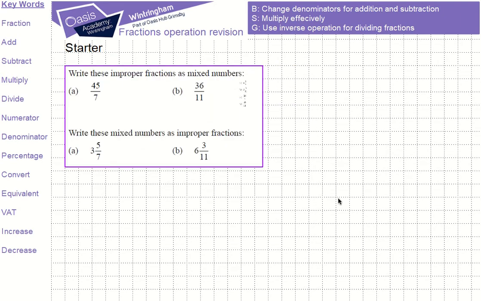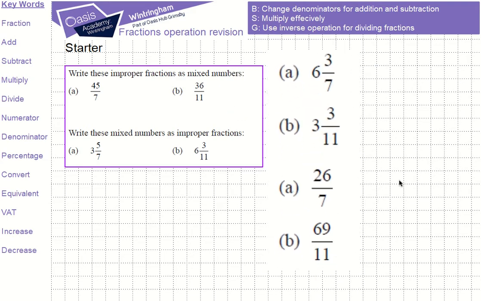The starter, thinking back to the last lesson where we was thinking about improper fractions and mixed numbers, can you, for the first section, change these improper fractions to mixed numbers, and for the second section, change the mixed numbers into improper fractions? Pause the video while you have a go, and then press play to see the answers for those. Okay, the answers are on the screen, mark those, and then we'll get ready to move on.